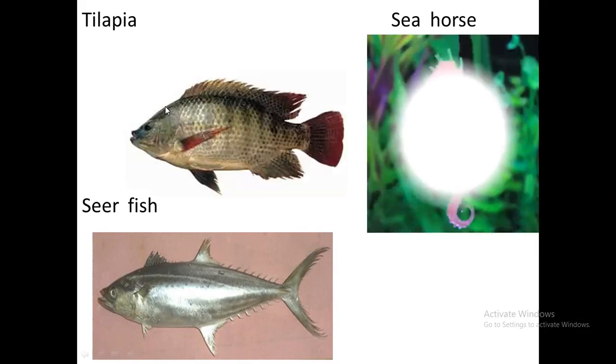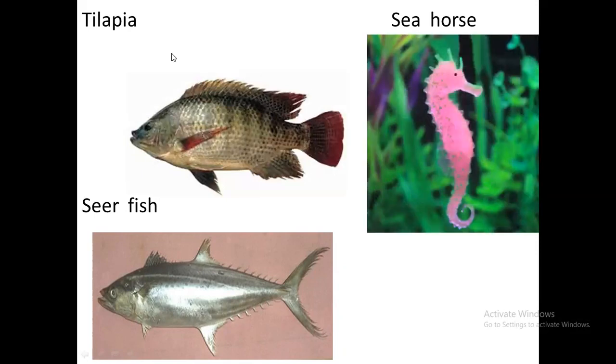First look at this. Seerfish, this is the tilapia. This is seahorse and this is seerfish, tilapia. Tilapia means this is the fish that we used to eat, right? වැව්මාළු කියලා කියන්නේ ඔයගොල්ලෝ නේද? අන්න එයාට තමයි tilapia කියන්නේ.